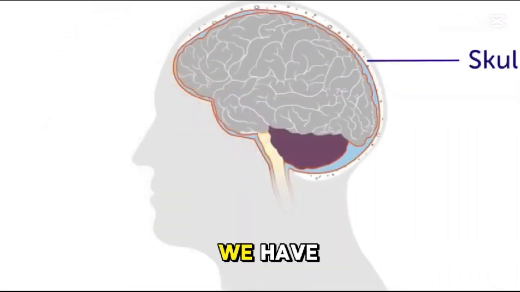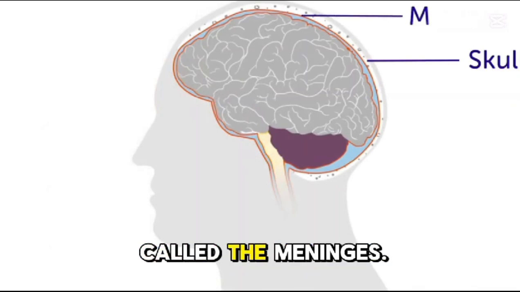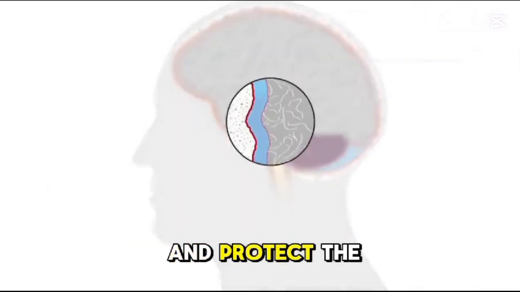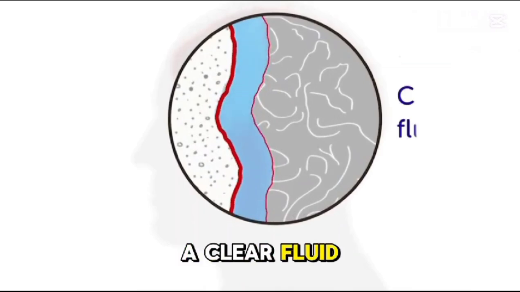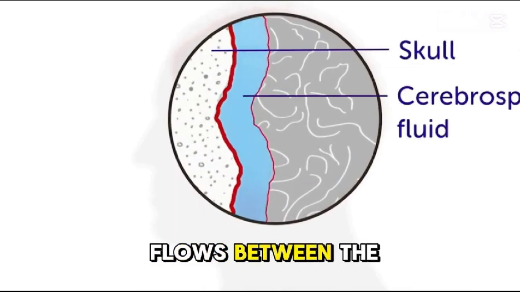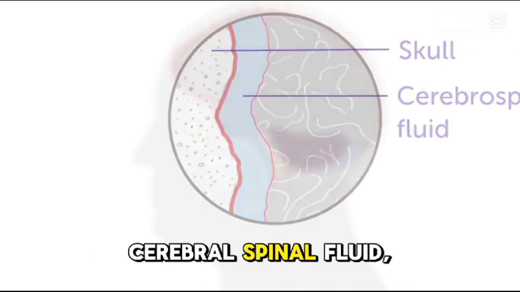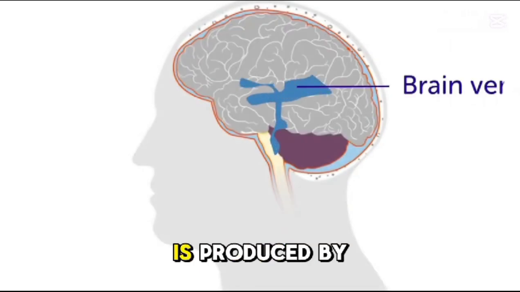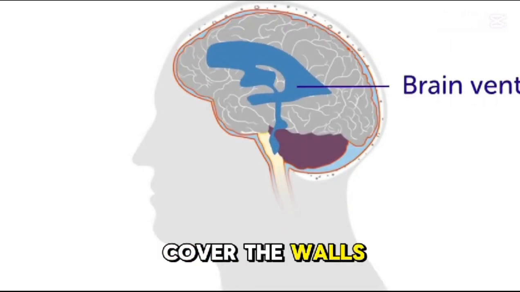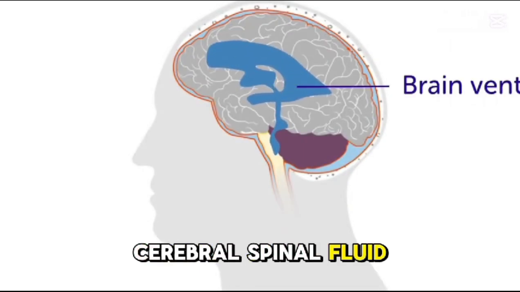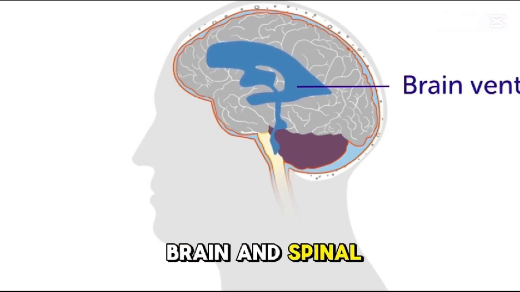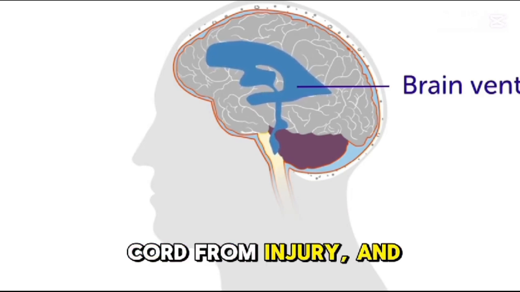Around the brain, we have a set of bones called the skull, and some membranes called the meninges. The meninges support and protect the brain. A clear fluid called cerebrospinal fluid flows between the meninges. Cerebrospinal fluid, or CSF, is produced by the tissues that cover the walls of the brain. Cerebrospinal fluid flows around the brain and spinal cord. It protects the brain and spinal cord from injury and provides nutrients.